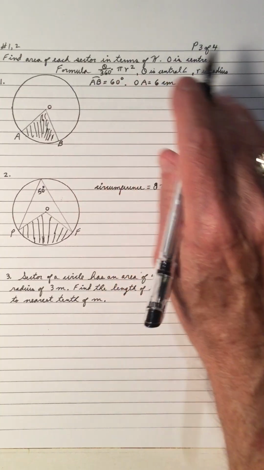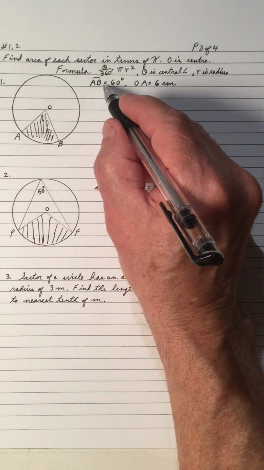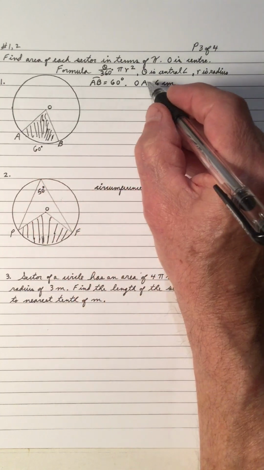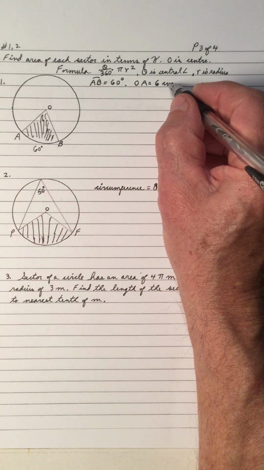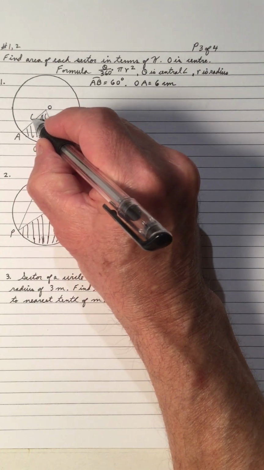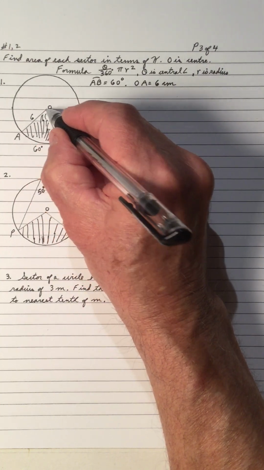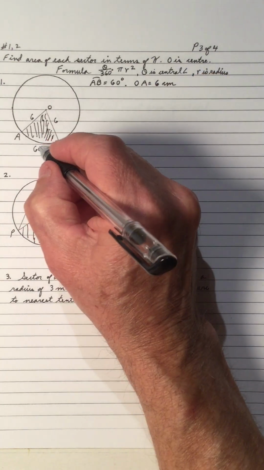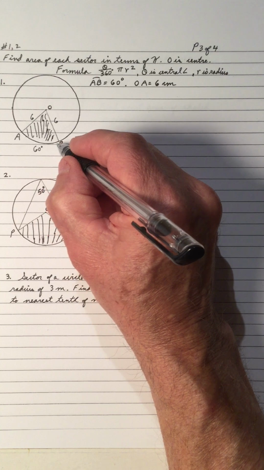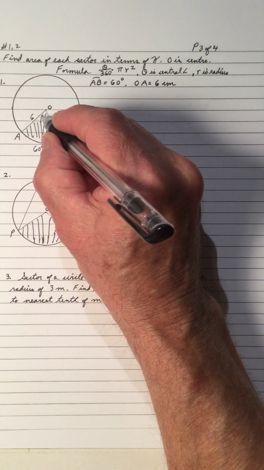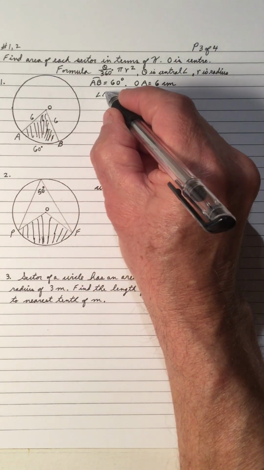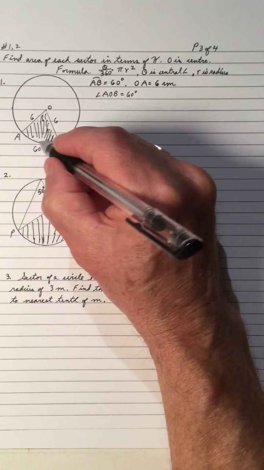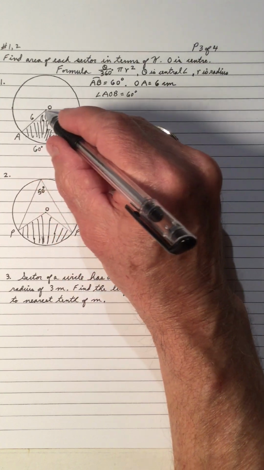So we have a figure here. We have the arc AB. So the arc AB is 60 degrees, and OA is 6 centimeters, which is the radius. O is the center. That means that OB is 6 centimeters. So since the arc AB is 60 degrees, then the angle AOB is 60 degrees because the central angle is the same measure as the arc.